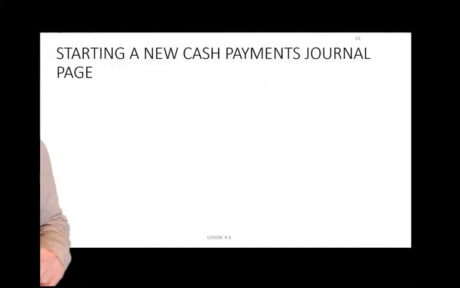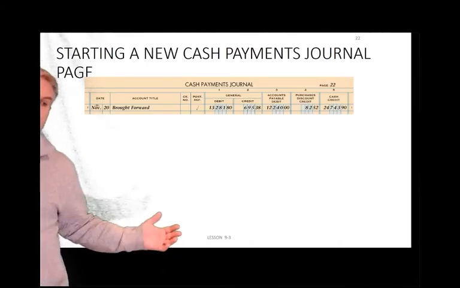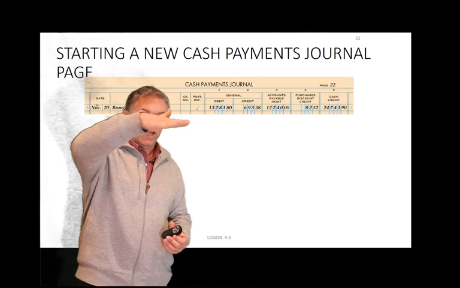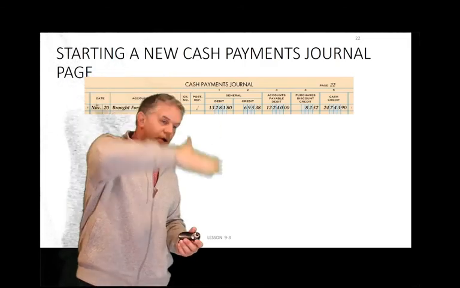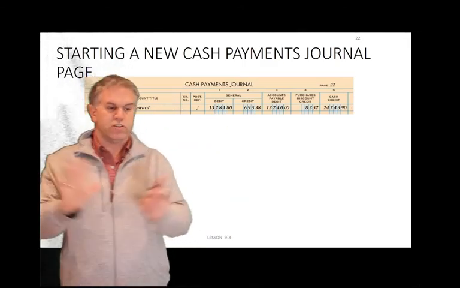Now, what happens when you have a new cash payments journal page? Well, it's our old friend brought forward, carried forward. We put carried forward at the end of the previous page, and brought forward at the beginning. We transfer those numbers down. We're going to prove cash just like we've done in the past.